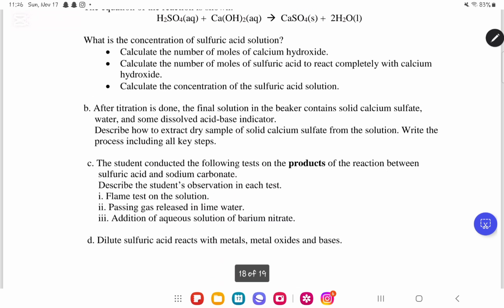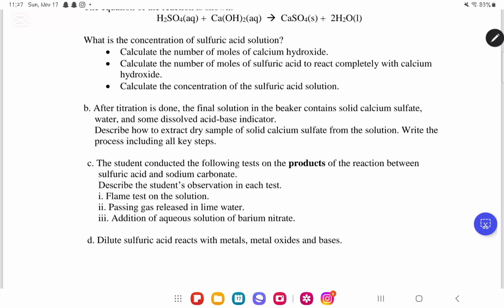Now, after titration is done, the final solution in the beaker contains solid calcium sulfate, water, and some acid-base indicator. Describe how to extract the dry sample of solid calcium sulfate from the solution. Write the process including all key steps. Very simply, you're first gonna perform a filtration to remove the CaSO4. After that, you are gonna rinse it with distilled water. After that, you're gonna place it between two filter papers to dry gently. Do not move it, otherwise you will crash it, or it's preferable to place it in an oven.